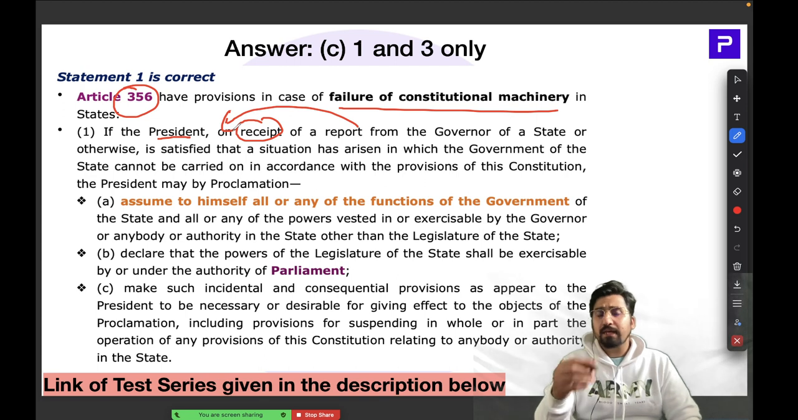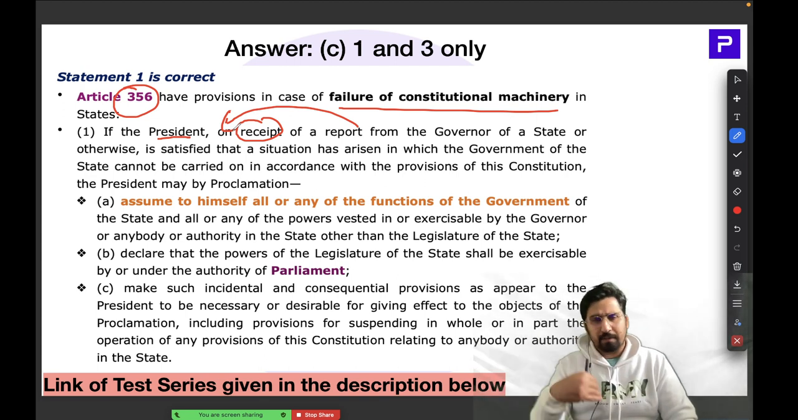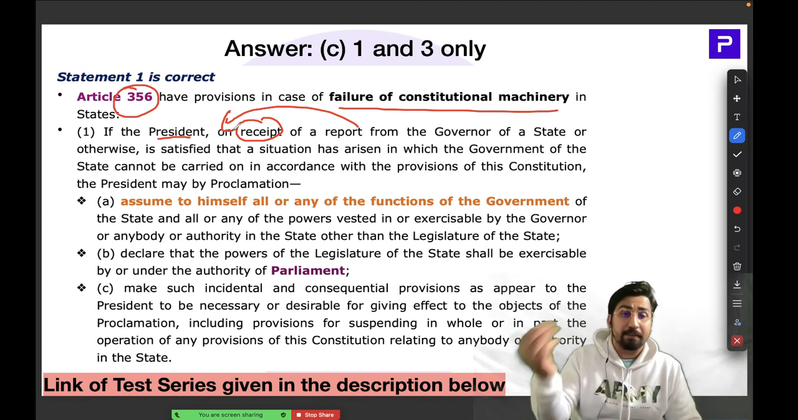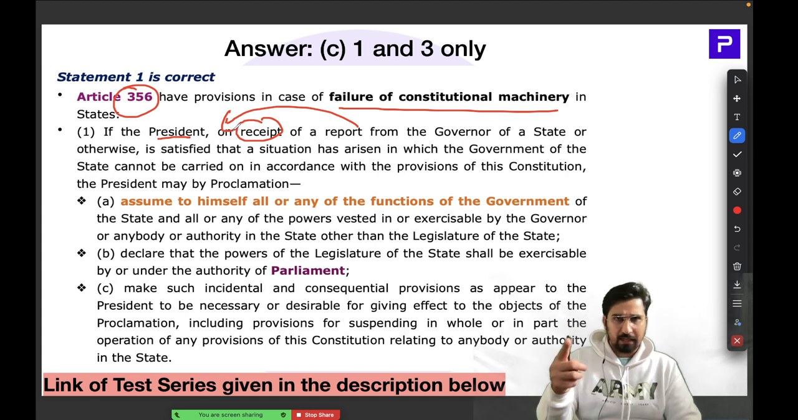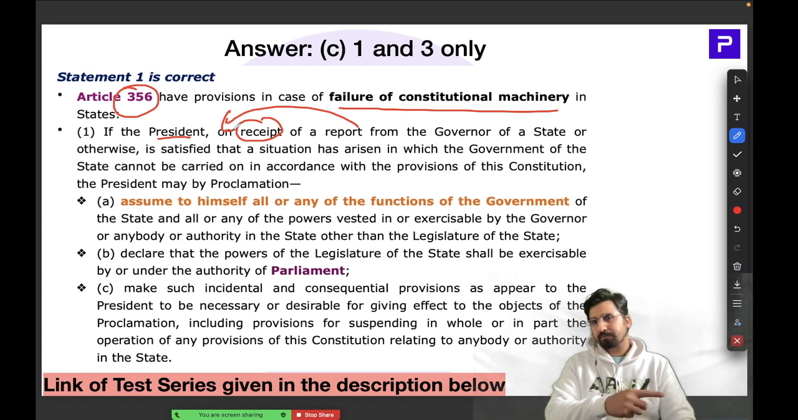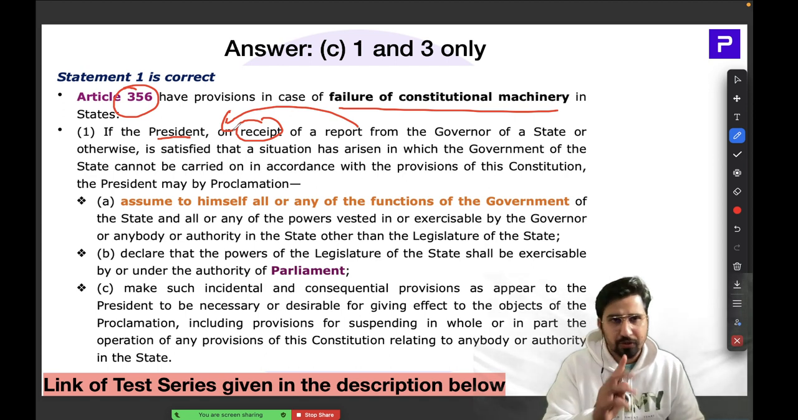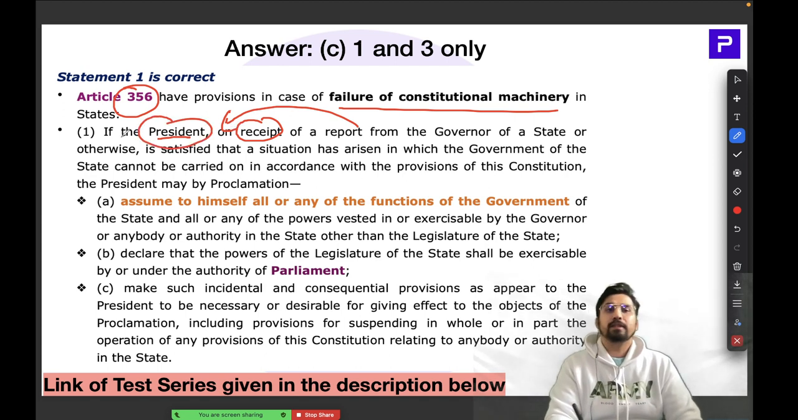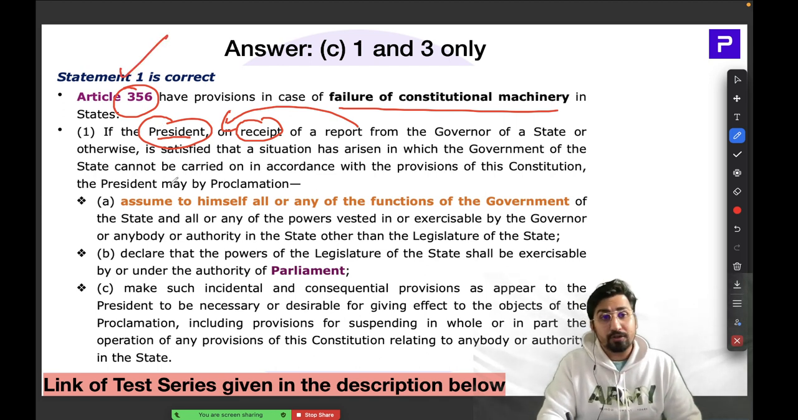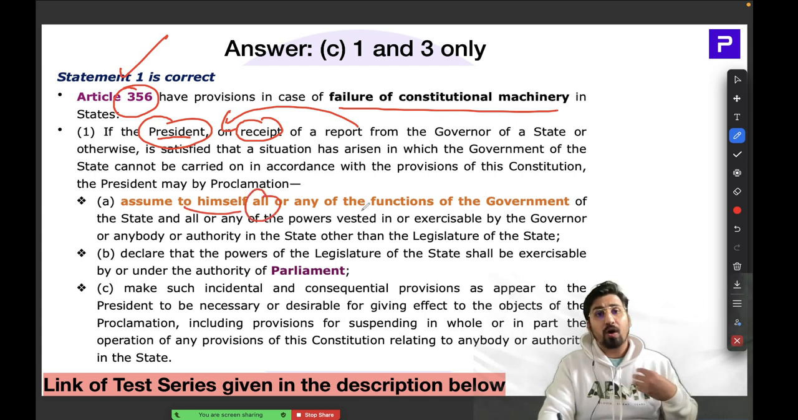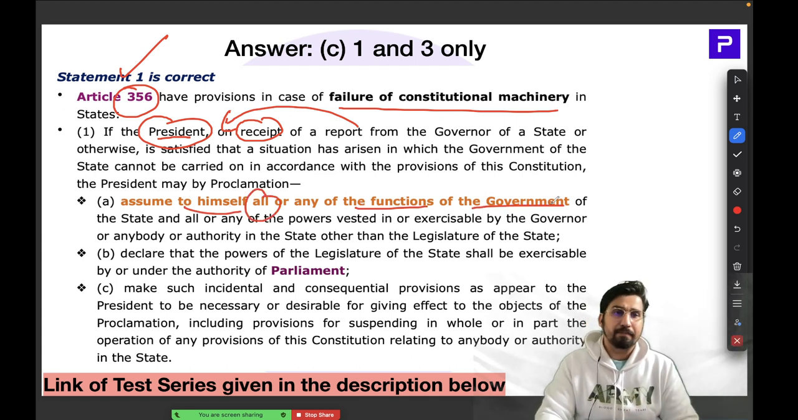Or sometimes, even if the president himself thinks that there is a situation where normal governance cannot be carried out, then in that particular case, if he is satisfied that the situation is an emergency, the president can do certain things. The president can invoke Article 356. In that Article 356, he can assume to himself all or some of the functions of the government, right?